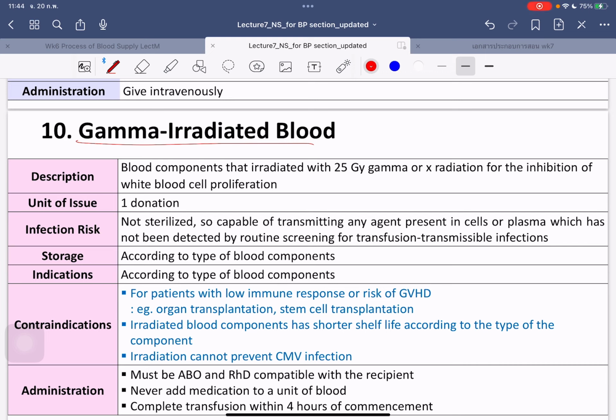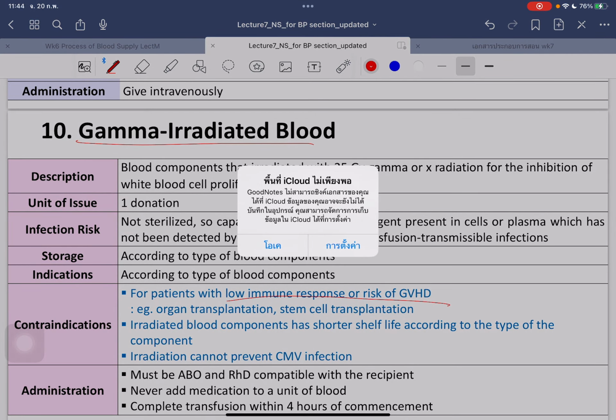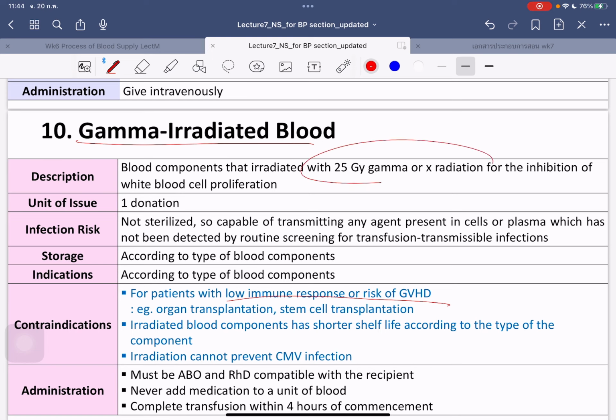To prevent graft-versus-host disease, you can add gamma, X-ray, gamma ray to the blood component. It will destroy DNA in the white blood cells, and then the white blood cells cannot proliferate anymore. So it can prevent graft-versus-host disease.